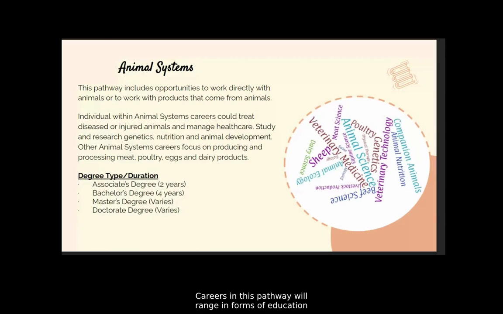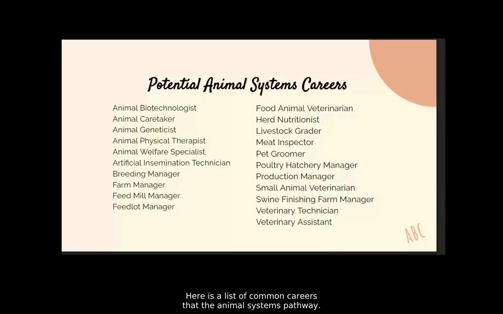Careers in this pathway will range in forms of education from high school diplomas to 4-year degrees or more. Here is a list of common careers within the animal systems pathway. Some highlighted careers include veterinary technician, veterinarians, and animal biotechnologists.